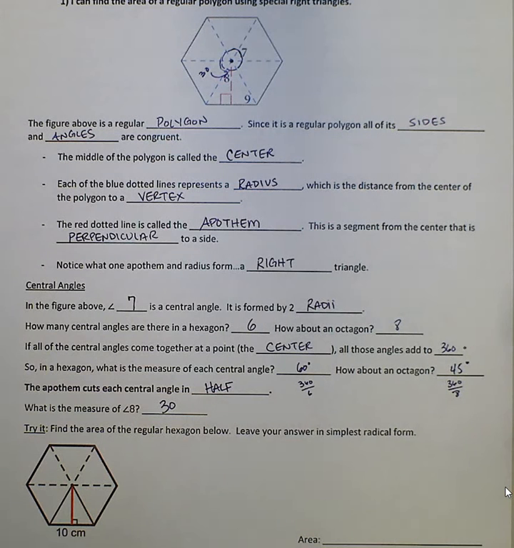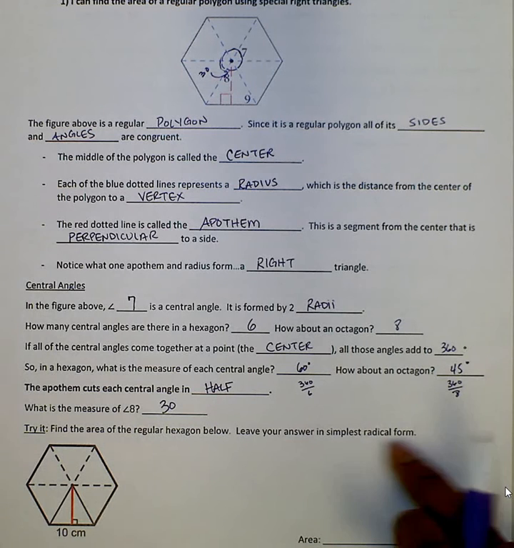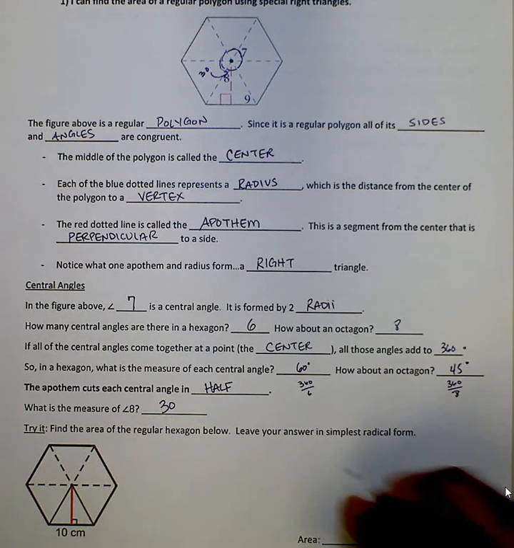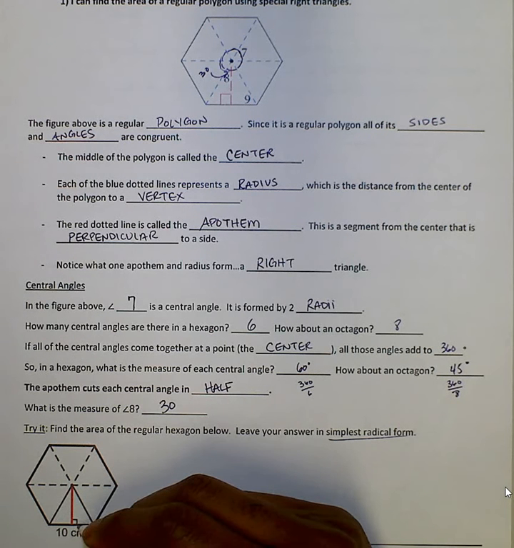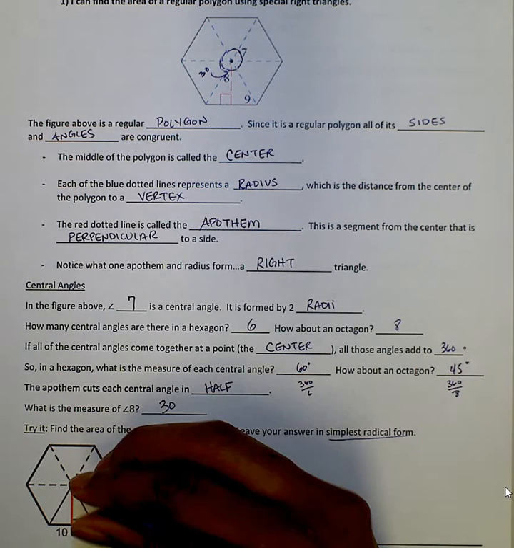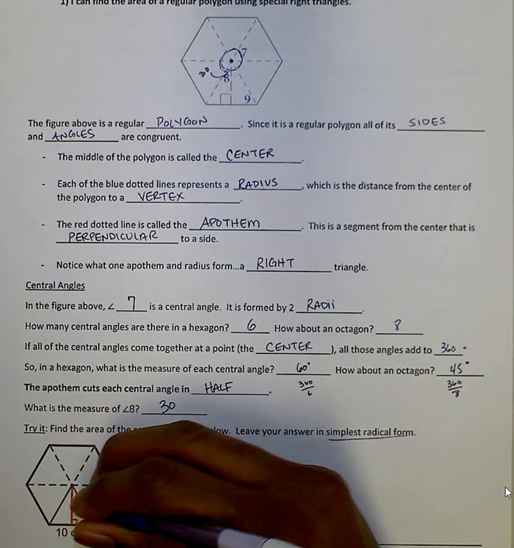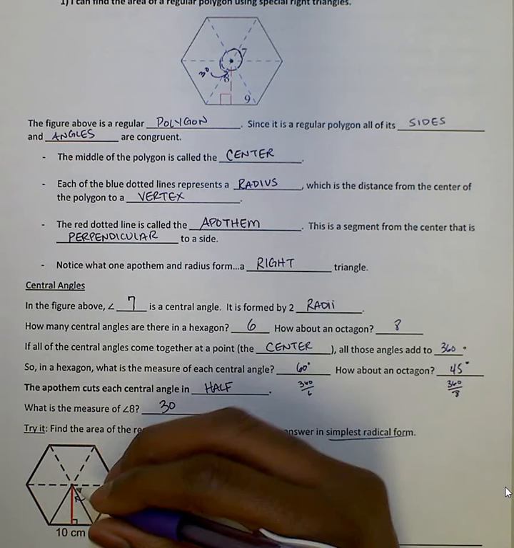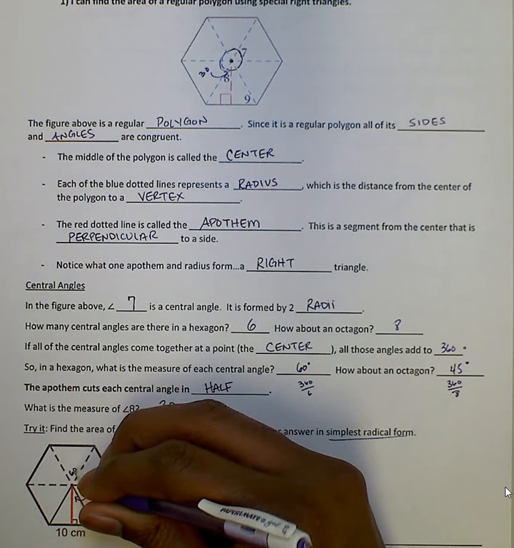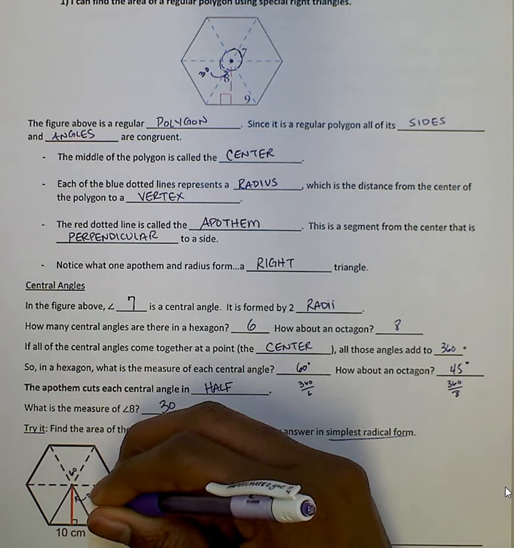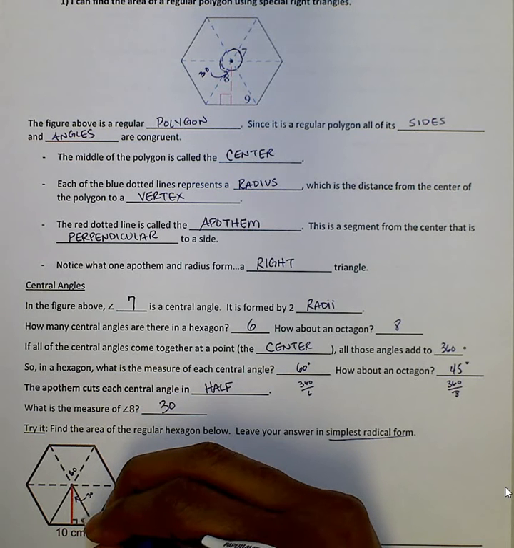Let's find the area of a regular hexagon below. They want us to leave our answer in simplest radical form. They gave us a triangle with the apothem here. It's a hexagon, so not a whole lot of new work because the central angle is 360 divided by 6, 60. The apothem cuts that in half, making it 30. It's a 30, 60, 90 triangle.